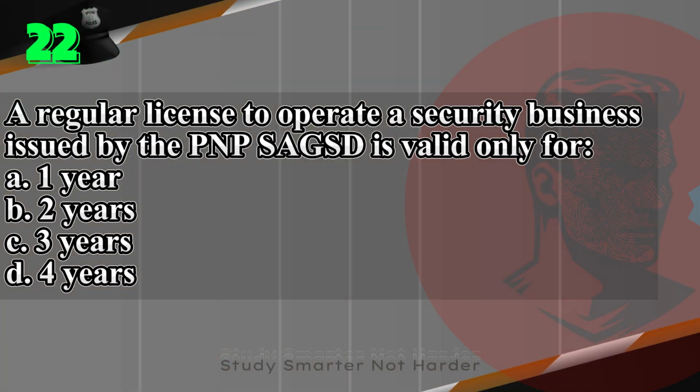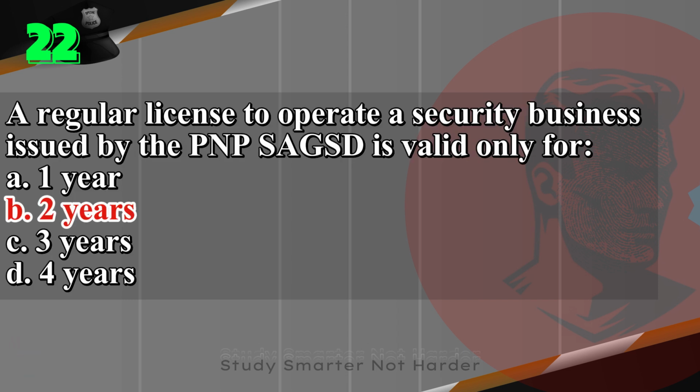22. A regular license to operate a security business issued by the PNP SAGSD is valid only for A. 1 year. B. 2 years. C. 3 years. D. 4 years. Answer: B. 2 years.